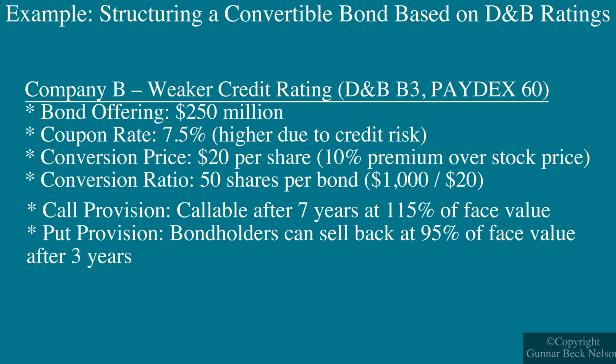Then company B, on the other hand, has a weaker credit rating from Dun & Bradstreet of B3 and a PAYDEX score of 60. They would have a bond offering of $250 million with a coupon rate of 7.5%, which is typically higher due to credit risk. The conversion price would be $20 per share at a 10% premium over the stock price, and the conversion ratio would be 50 shares per bond, meaning every $1,000 bond can be converted into shares when the stock price hits $20. The call provision would be callable after 7 years at 115% of face value, and the put provision lets bondholders sell back at 95% of face value after 3 years.